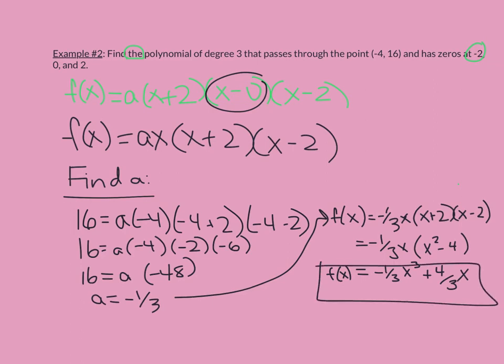And again, if you're checking your answer, you want to check to make sure that -4, 16 will go into this and will work as a point. And you also want to check that if you plug in -2, 0, and 2, you do end up getting 0. So if you have a little bit of spare time on a test or quiz, I recommend that you do that.